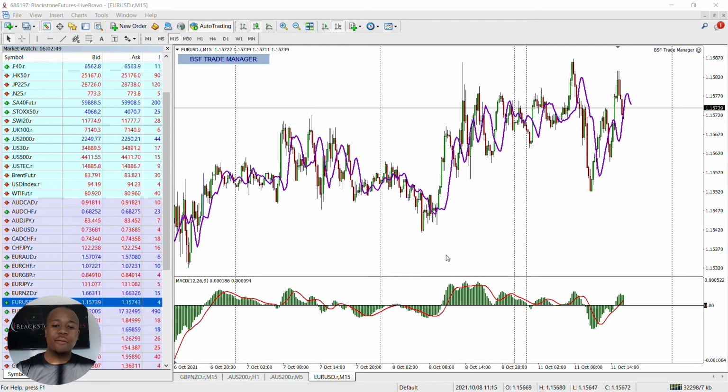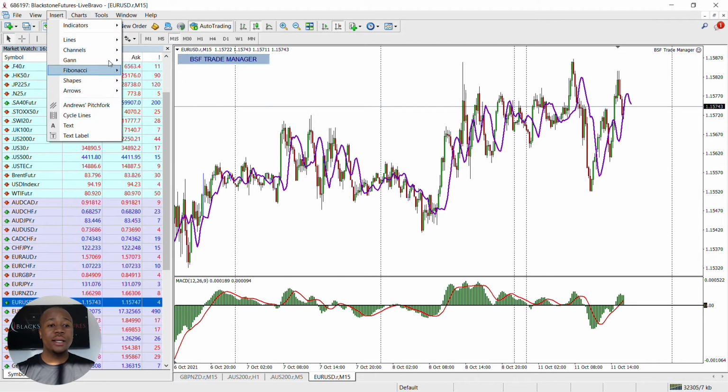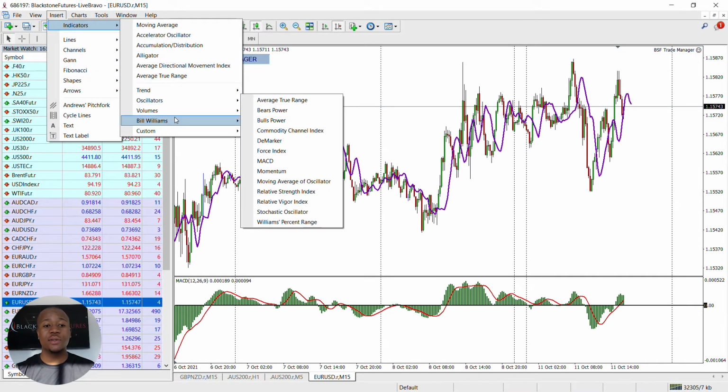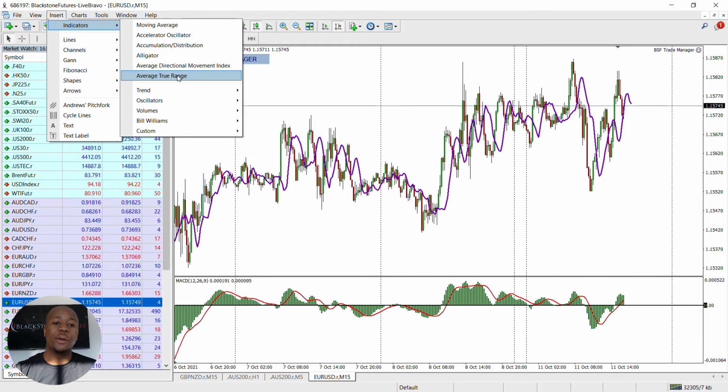Now, you do have indicators that come from a trend-based indicator. You have as well indicators that come from oscillators, volumes, or Bill Williams as well. So I'm going to be showing you the most different types of indicators that you can use throughout your trading experience with us here at BlackStone Futures.